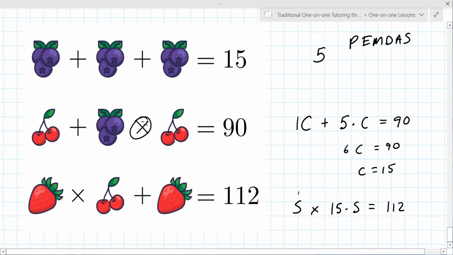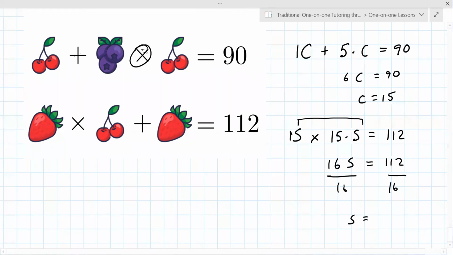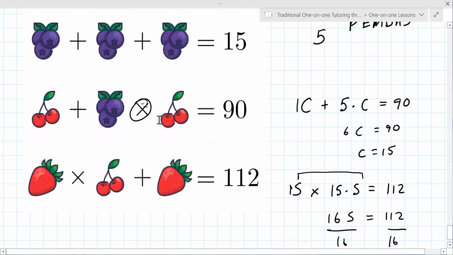How many strawberries do you have? You've got 1 here and 15 here. 16 strawberries. Divide by 16 on both sides. Go ahead and finish that off for me. 7. Okay. So we've got 3 values, and where this gets hard is that if you don't have this in front of you, you've got to notate that's 5, that's 15, and that's 7.